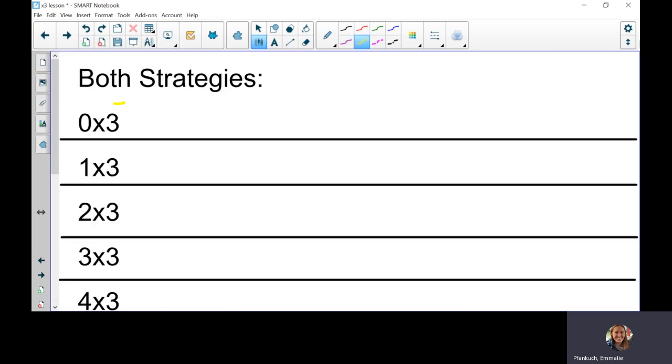So looking at the first one, 0 times 3. 3's can be easy, but I know my zeros. And anything times 0 is 0. That's the zero property of multiplication.